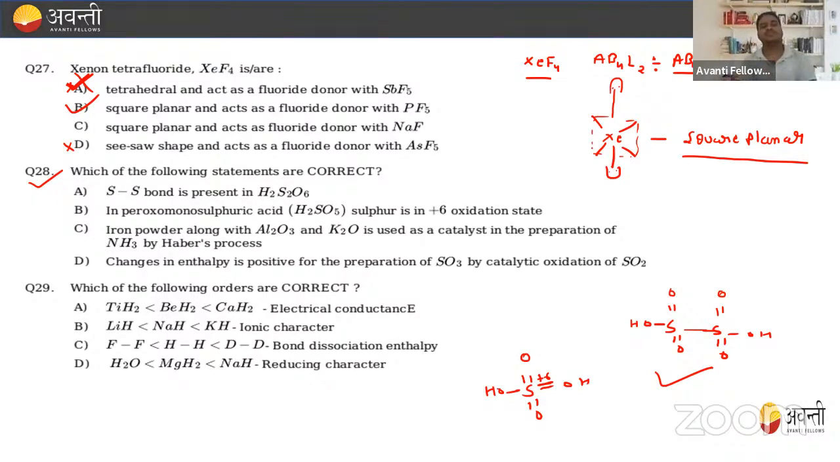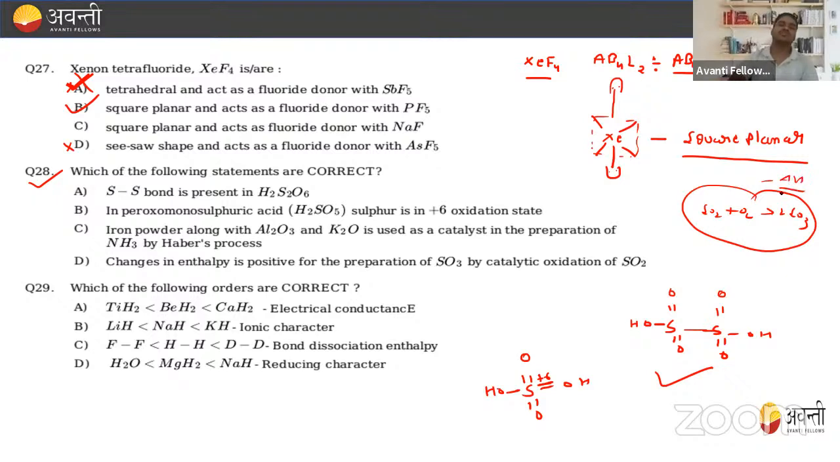Change in enthalpy is positive for the preparation of SO3 by the catalytic oxidation of SO2. No, because when we prepare SO2 plus O2, this will give us 2SO3, right? So here we can observe that the change in enthalpy is negative, not positive.